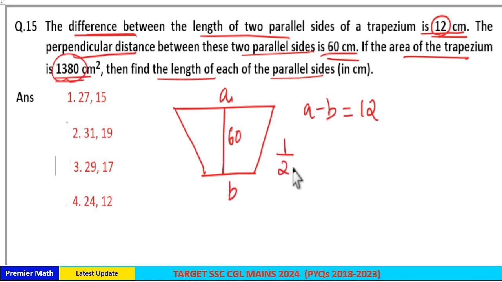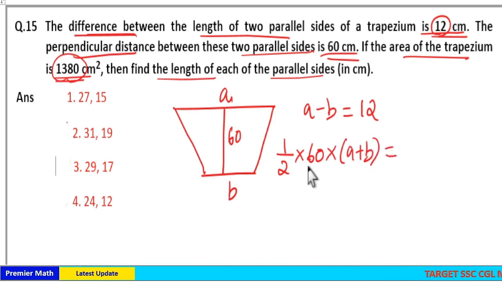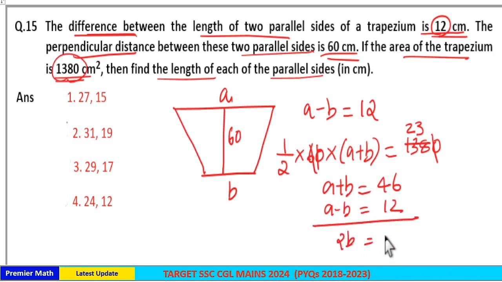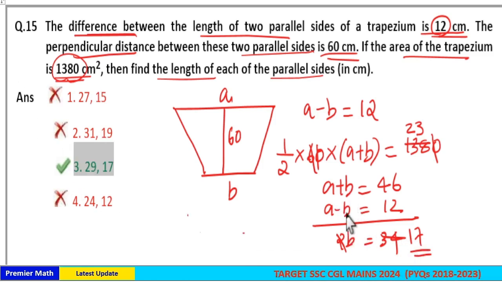So area of trapezium is equal to half into the perpendicular distance between the two parallel sides 60 into the sum of the lengths of the two parallel sides, that is A plus B. So area is equal to 1380. 0, 0 cancel. 6 goes 2 times in 12, 3 times in 80. So A plus B is equal to 23 into 2, 46. And A minus B is equal to 12. Now from this, B minus B, 2B is equal to 46 minus 12, which is 34. So B is equal to 17. If B is equal to 17, from this option 3 is your answer. If B is equal to 17, A minus B is equal to 12. Then from this, A is equal to 12 plus 17, that is 29.